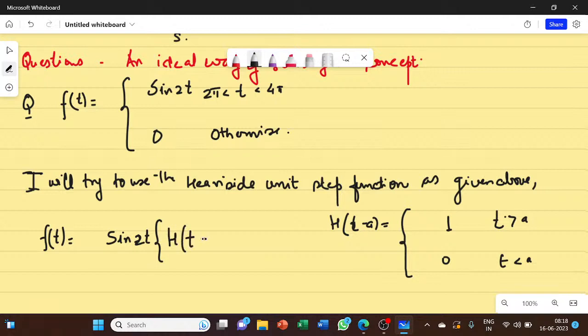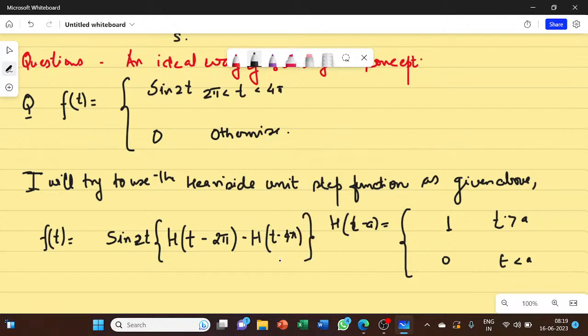So I'll write h(t minus 2π). Why? Because for all t less than 2π, this would be 0, isn't it? And for all t greater than 2π, it would be 1. But we also want that beyond 4π my function again should be 0, because it is written that when t lies between 2π to 4π, your function should be sin 2t. So I'll write minus h(t minus 4π).